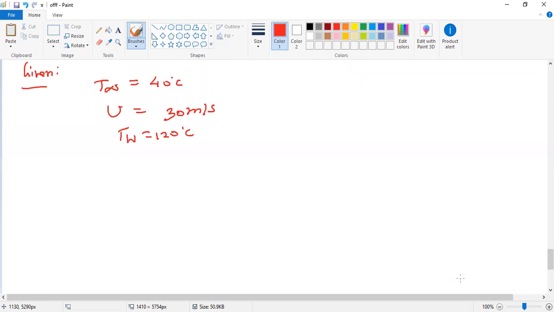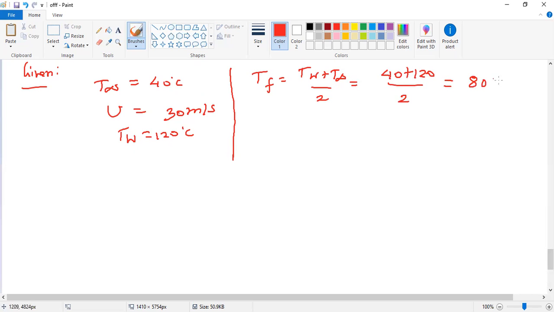Next we find out the film temperature. TF is equal to TW plus T infinity divided by 2. That is 40 plus 120 divided by 2, sorry, 120 plus 40 is the same thing. So we have 160 divided by 2, that is 80 degrees Celsius. From the HMT data book, we find out the properties of air.